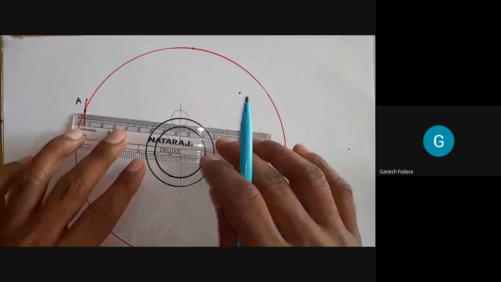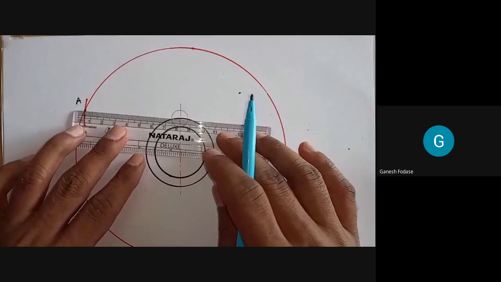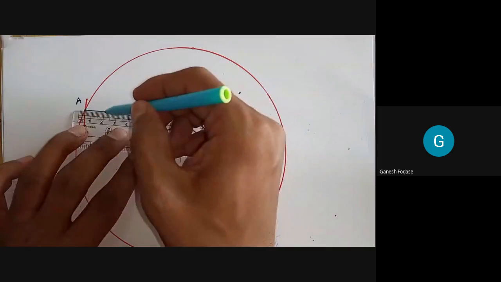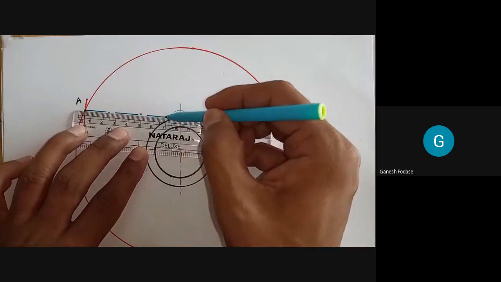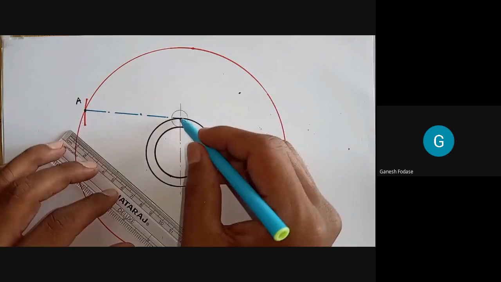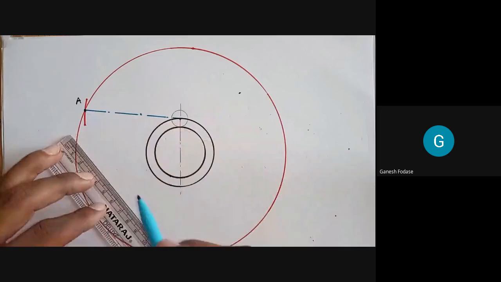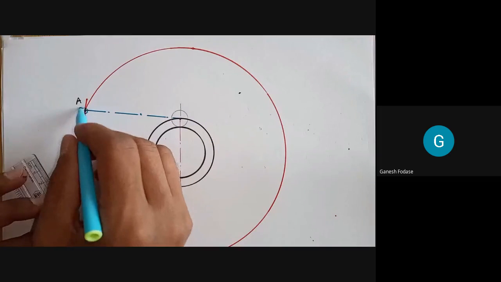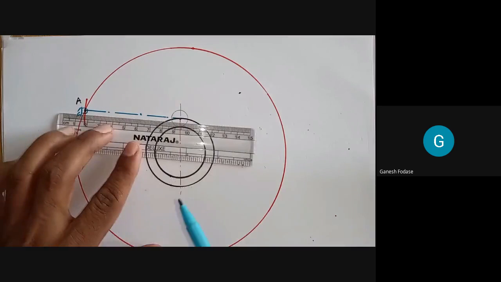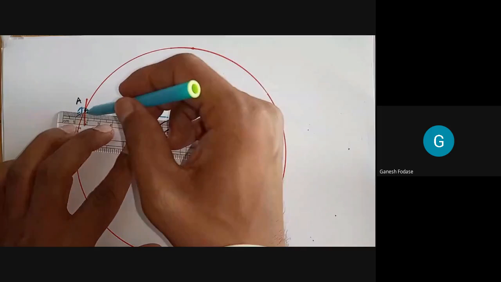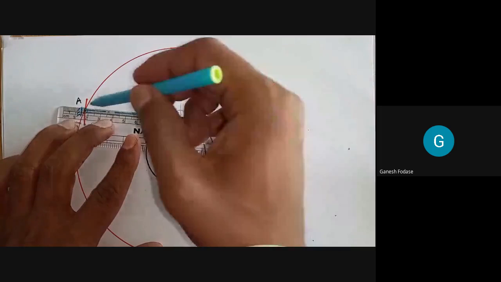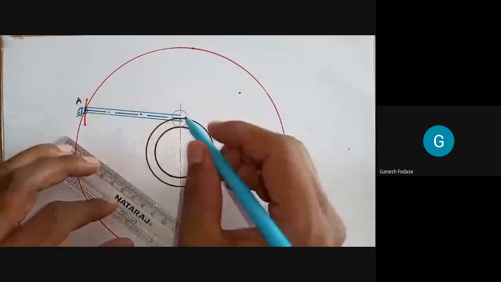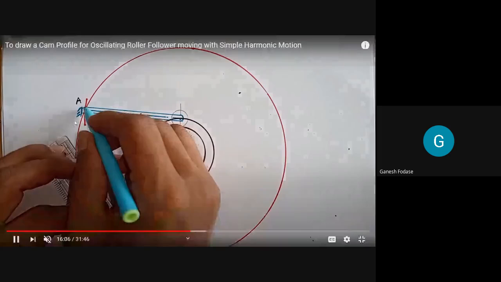And OA is nothing but the distance between cam center and follower center. So there are two distances, 7.6 and 8.4. This one is the follower arm length. It is 7.6 centimeter. And to find out the displacement diagram, we are using this distance. So A to the first position of follower, this one is the follower arm. It is 7.6. I think these two steps are very important.